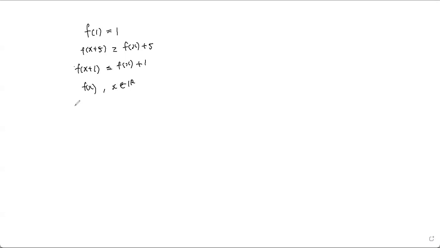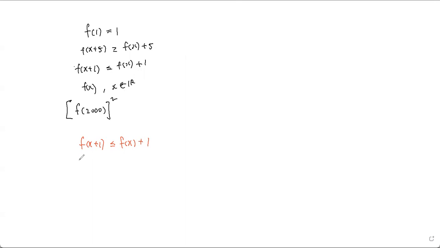What we are trying to find is f(2000) squared. Let's write down the inequalities. First of all, we have f(x + 1) ≤ f(x) + 1, and that is something that is given.